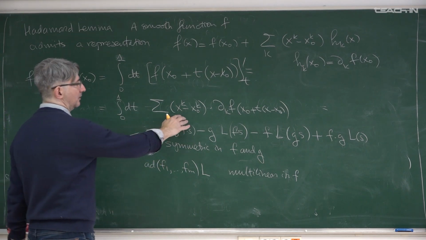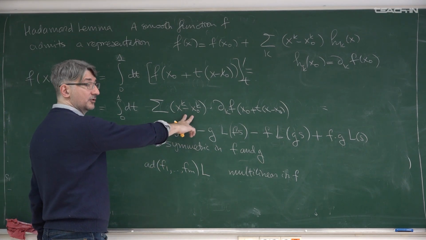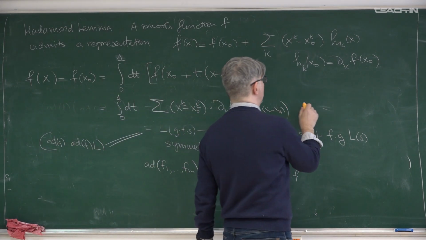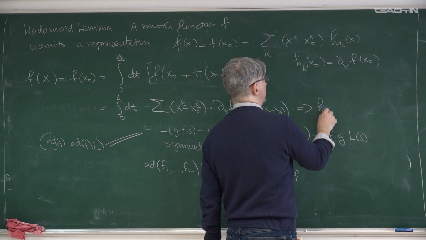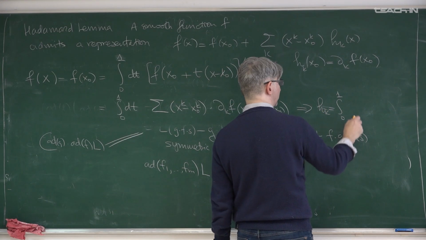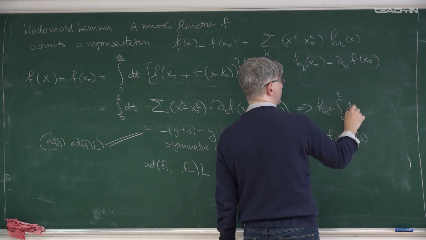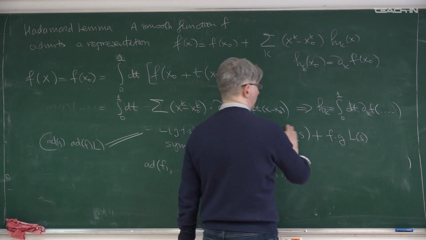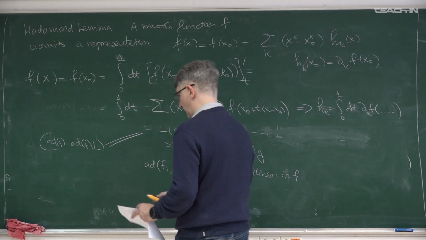So this is a linear part which does not depend on t, it goes outside. So h_k is just the integral from 0 to 1 of dt of d_k of f at that point. And everything now is clear.